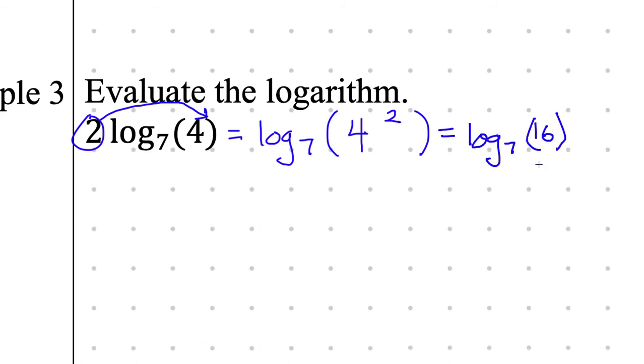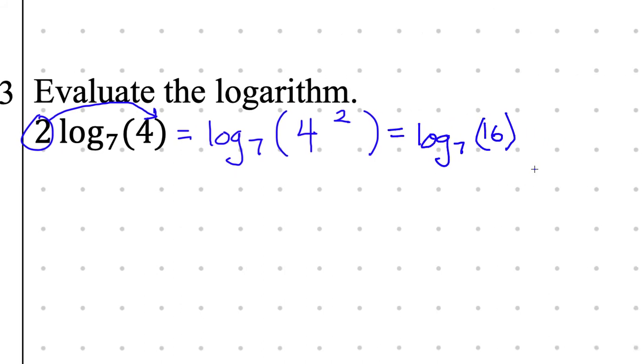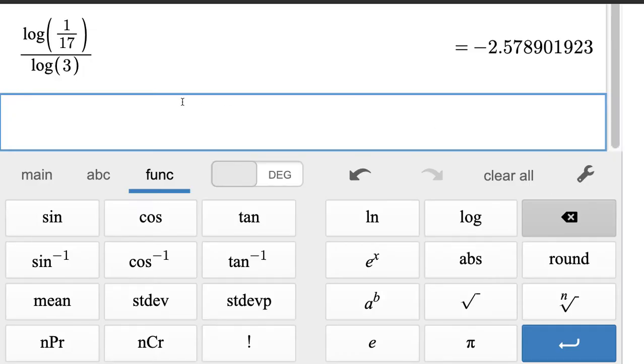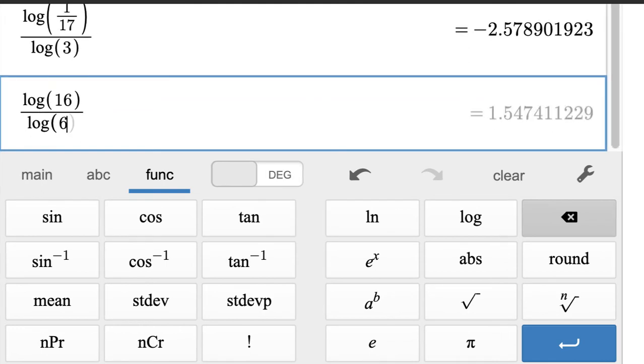And now I need someone else with a quiet raised hand to tell me how to use the change of base formula to actually calculate this. Change of base formula. Who's got this? Colby. Log of 16 over log of 7. Perfect. Let's go ahead and enter that into our calculators to figure out what that is. I'll do it for you. Log of 16 divided by log of 7. And we get 1.425.